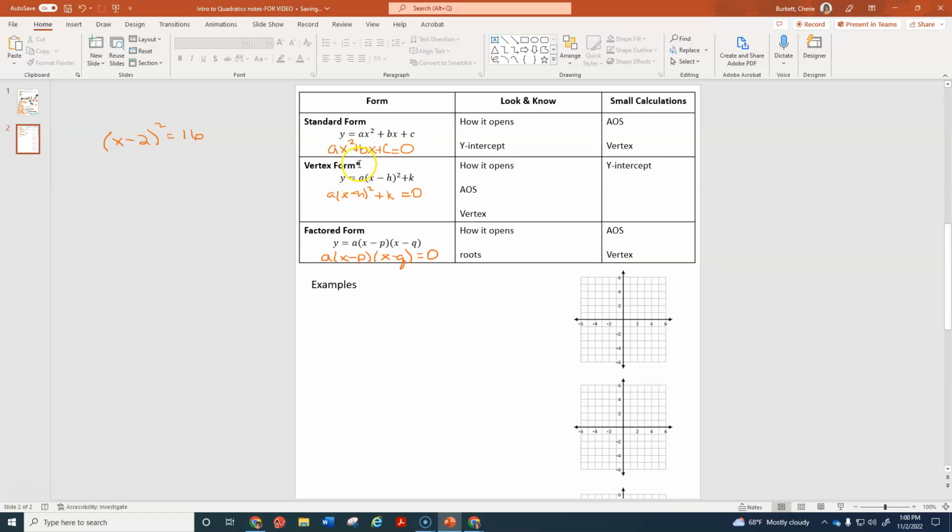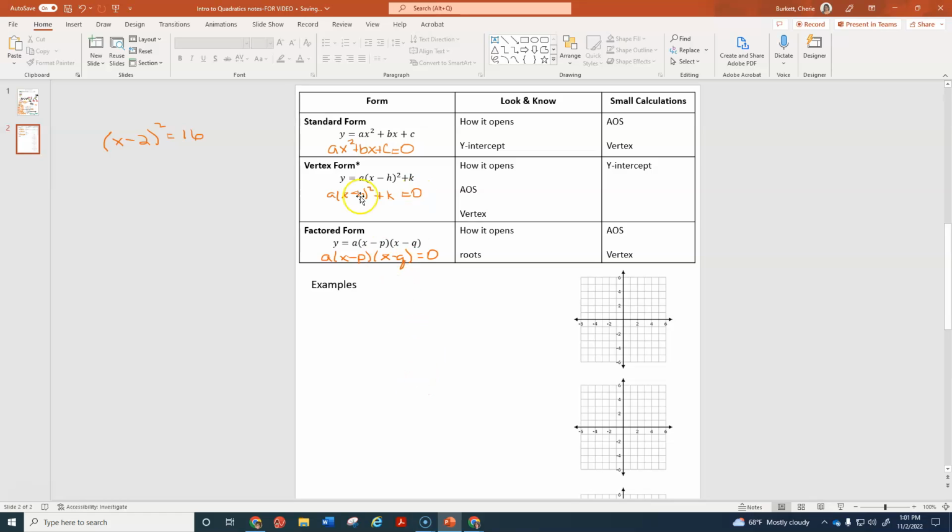I've got an asterisk right here by vertex form because this is the form that we're going to look at to describe the transformations. So sometimes they call this the transformation form, but not always. So you could totally write the word transformation right there. It does show you your transformations.